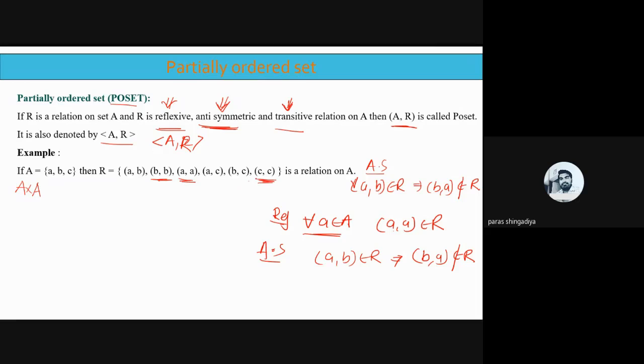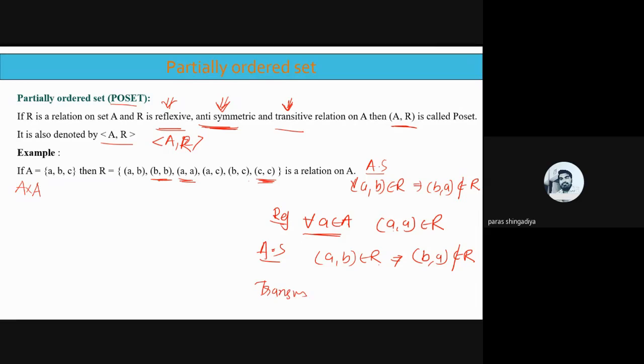So here we have to verify all these pairs. Its symmetric form does not exist here. What does it mean? If (A, B) belongs to R, (B, A) does not belong to R. That is called an antisymmetric relation. Okay, that is the second one. And now the third one, transitive.